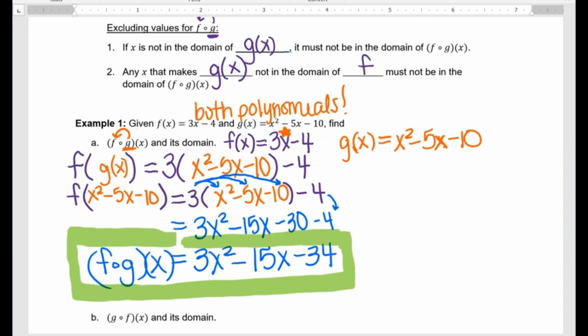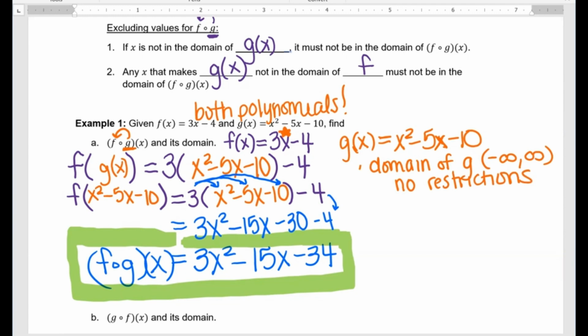Both of our original functions, f and g, are polynomials. Since we plug g into f, we're going to start with looking at g. The domain of g is all real numbers, negative infinity to positive infinity, because it's a polynomial. That means no restrictions. Since g is not bringing any restrictions to the party, that was our first step.